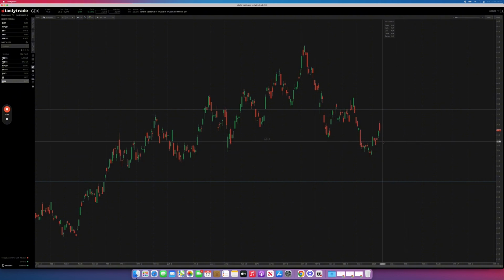So there really isn't much to do with GDX. We just need to wait, let volatility come out of the market, let volatility contract a little bit, let theta decay away the value of the contracts a little bit more. And overall, there really isn't anything to do on GDX. Like I said, patience is going to be a big thing when you are managing your positions. So nothing to do here.